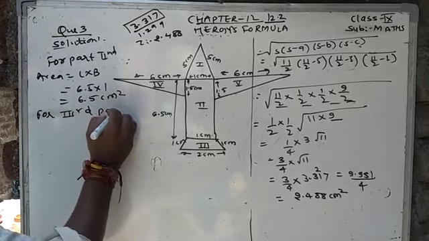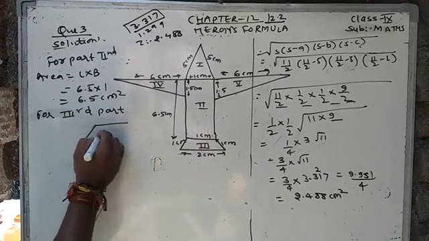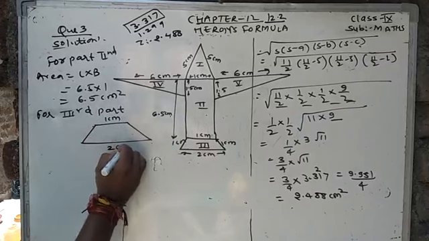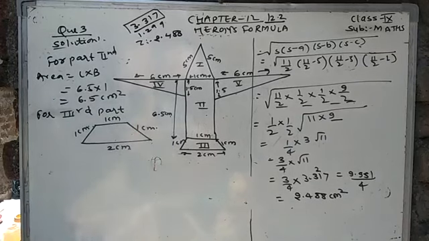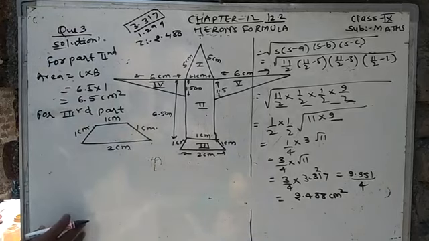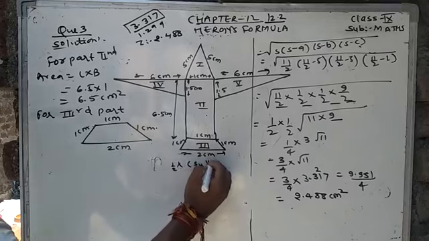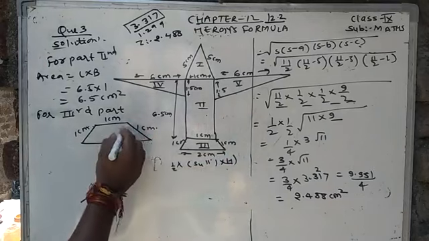The third part is a trapezium, in which the two parallel sides are 1 centimeter and 2 centimeter, whereas the non-parallel side is also 1 centimeter. So how can we find the area? The area of a trapezium is 1 upon 2 into the sum of parallel sides into height, but we don't have the height of the trapezium.